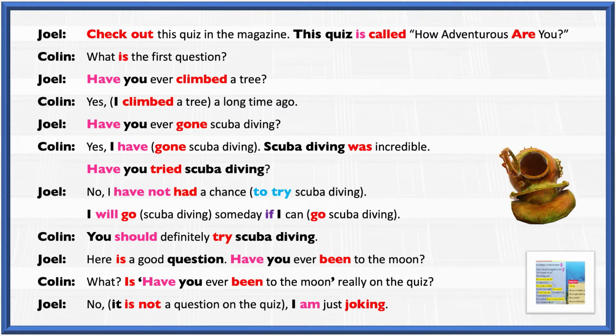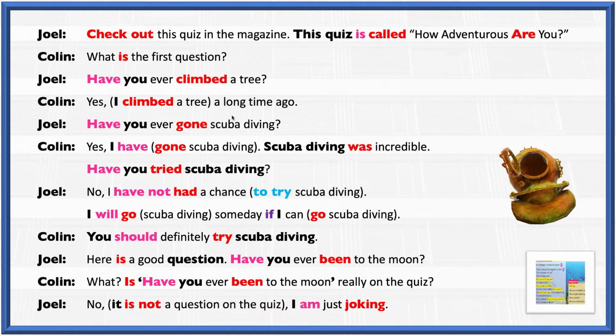So in red, we've marked all the main verbs in the sentences and then changed some of the pronouns into their original form. All right? So it's like, check out this quiz in the magazine. This quiz is called How Adventurous Are You? What is the first question? Have you ever climbed a tree? So in the question, have you ever climbed, Yonghee, what is the past participle? Climbed. Yes. So here he says, yes, I climbed a tree. So notice here, in the dialogue, he said yes, comma, a long time ago. But here, he didn't say I climbed a tree because it's in the question.